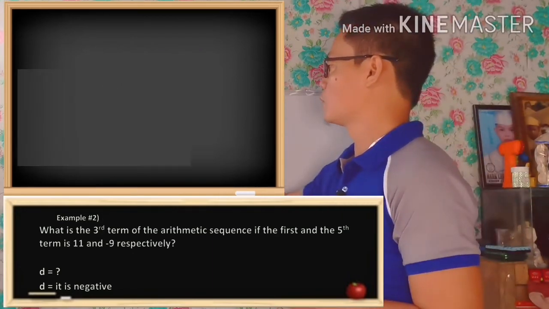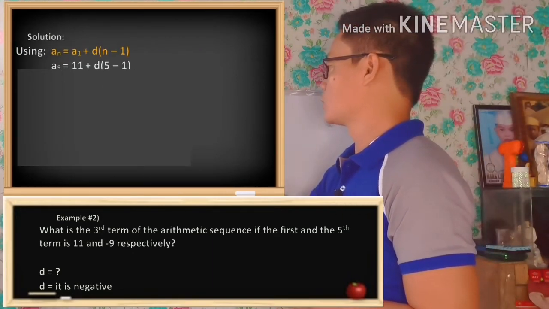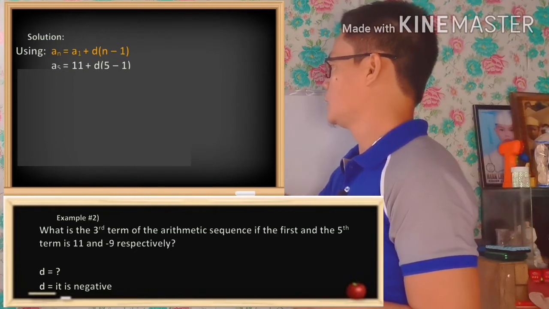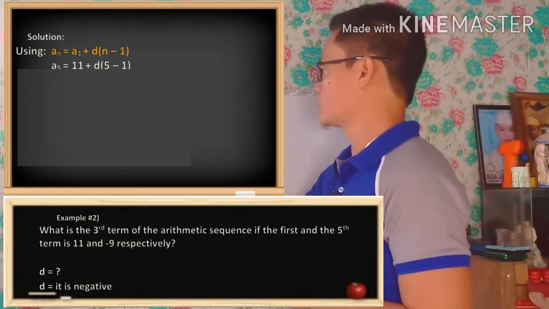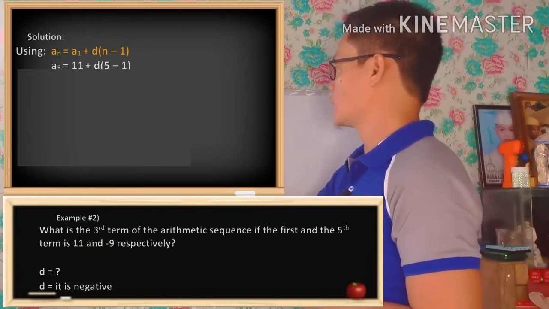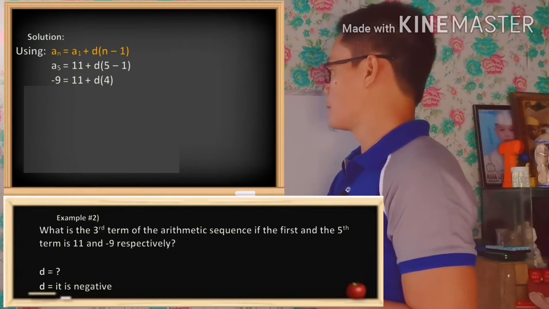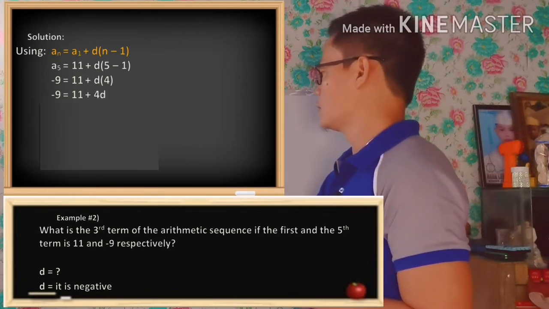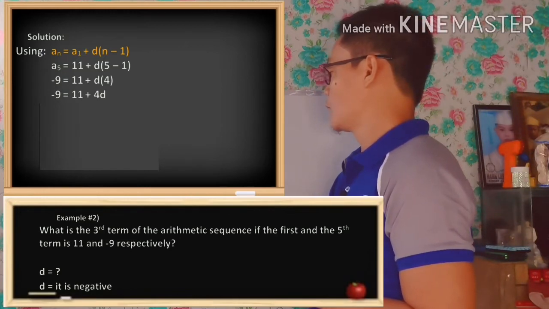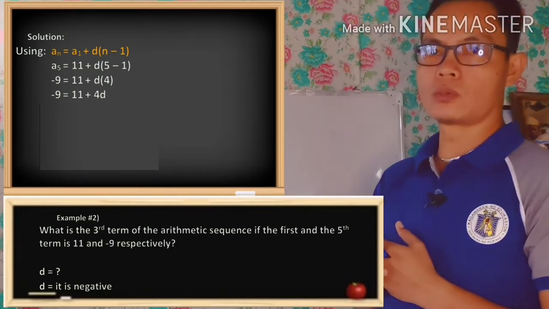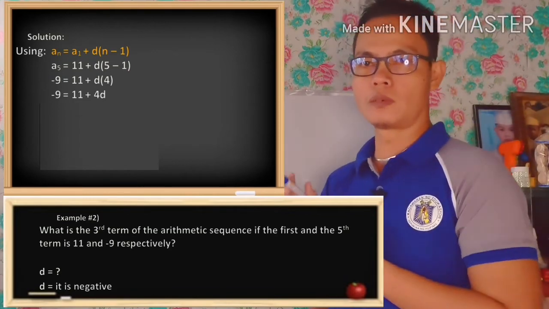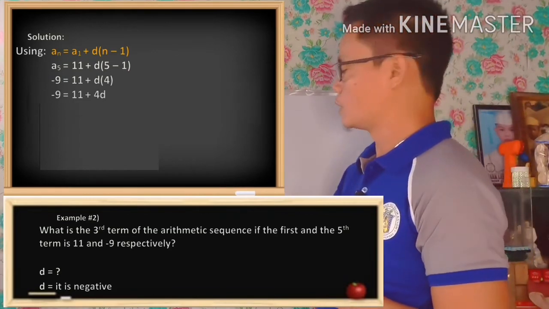Let's use the formula a sub n equals a sub 1 plus d multiplied by n minus 1. A sub n becomes a sub 5. The first term is 11, the common difference is unknown, and we have n minus 1. A sub 5 equals 11 plus 4d. The a sub 5 is equivalent to negative 9, so negative 9 equals 11 plus 4d. We are going to transform this equation to solve for the value of d.